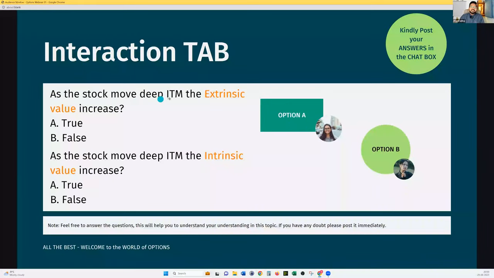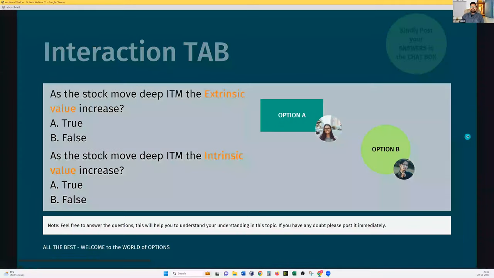Okay, as the stock moves deep in the money, the extrinsic value will increase. Come on, guys, now let me know. As the stock moves deep in the money, will the extrinsic value increase or not? True or false? It's going to be false. Actually, it decreases. As we go deep in the money, the extrinsic value will decrease. As the stock moves deep in the money, the intrinsic value increases. Obviously, yes. As we go deep in the money, the intrinsic value will increase. The extrinsic value will decrease. Good.